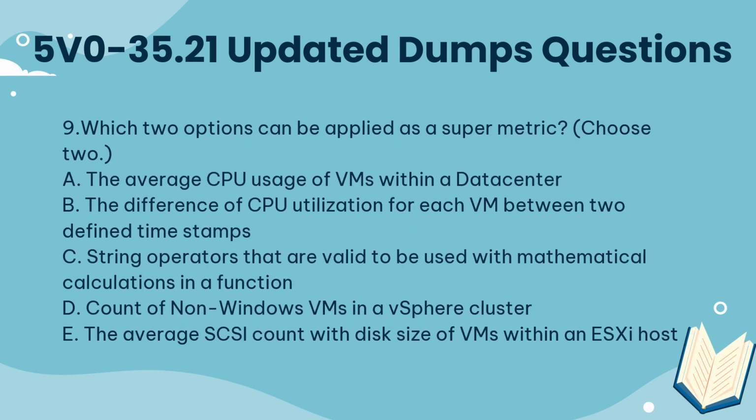9. Which two options can be applied as a super metric? Choose two. A. The average CPU usage of VMs within a data center. B. The difference of CPU utilization for each VM between two defined timestamps. C. String operators that are valid to be used with mathematical calculations in a function. D. Count of non-Windows VMs in a vSphere cluster. E. The average SCSI count with disk size of VMs within an SG host.